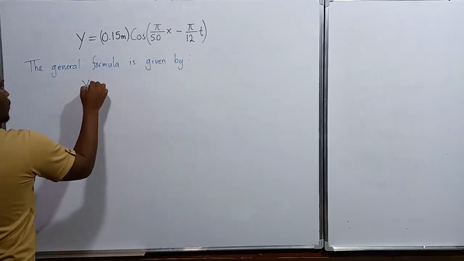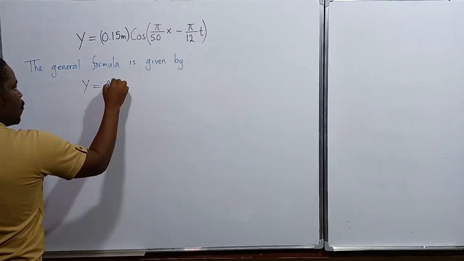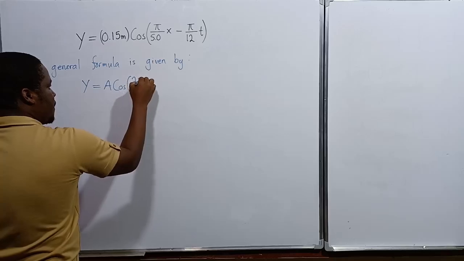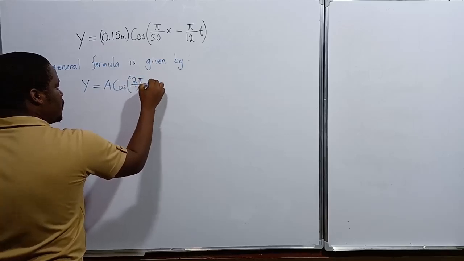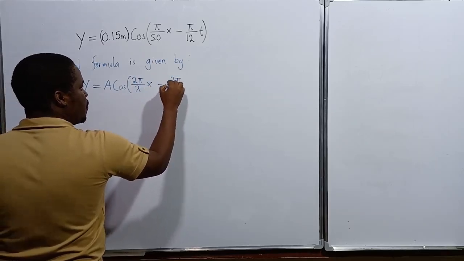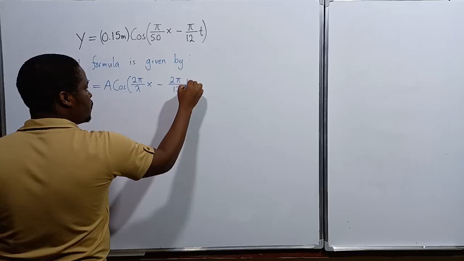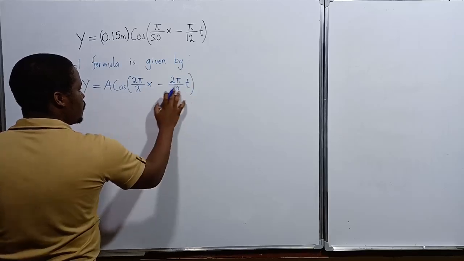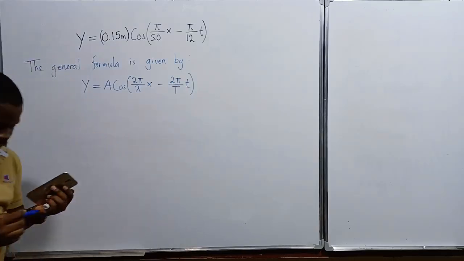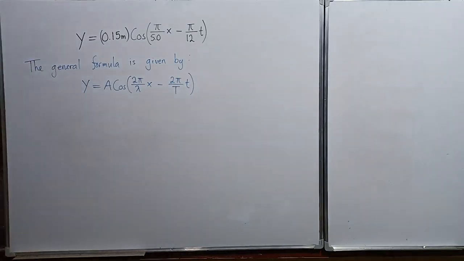y is equal to A cos, in brackets, 2 pi over lambda x minus 2 pi over T t. So there's t for time, and then there's T for time period.